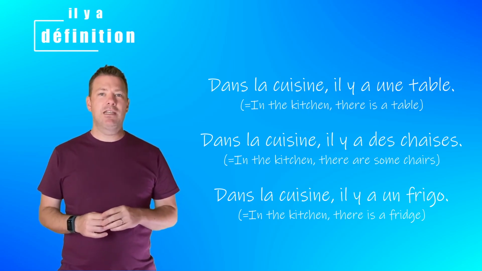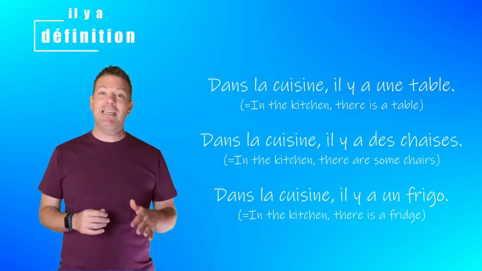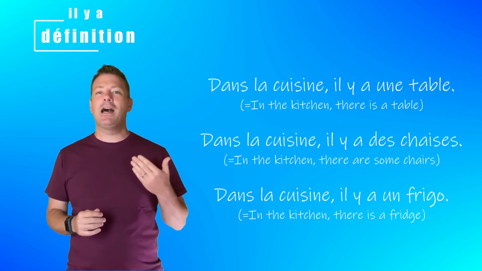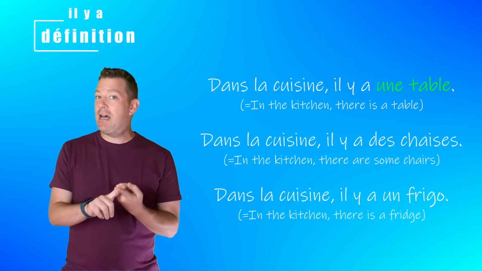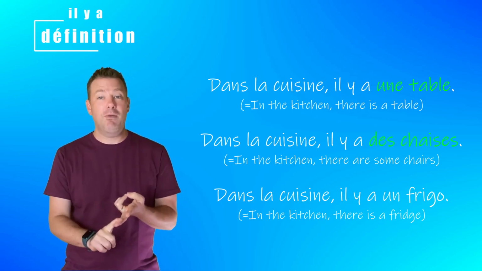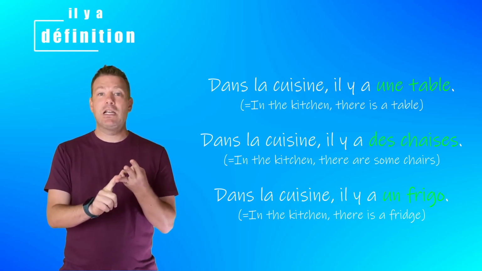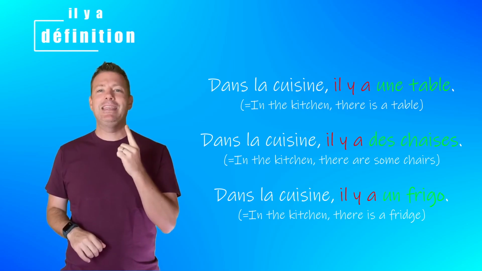Dans la cuisine, il y a une table. Dans la cuisine, il y a des chaises. Dans la cuisine, il y a un frigo. You see, whatever is after, une table, feminine singular, des chaises, plural, feminine, or un frigo, masculine singular, you only use one expression, il y a.